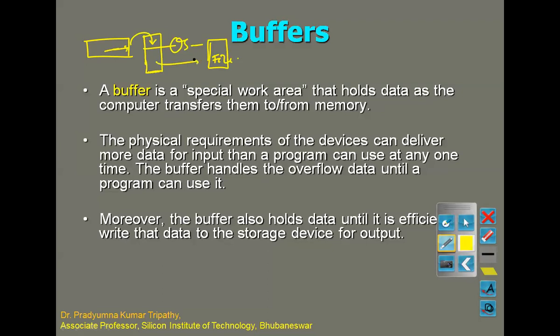It is where the input or output from the file or from the devices can be stored. It is a special work area that holds data as the computer transfers it to or from the memory. Either to the memory or from the memory, in both cases it will transfer through the buffer. The physical devices can deliver more data for input than a program can use at any one time. And how much data I can send or receive depends on my buffer size. Correct?